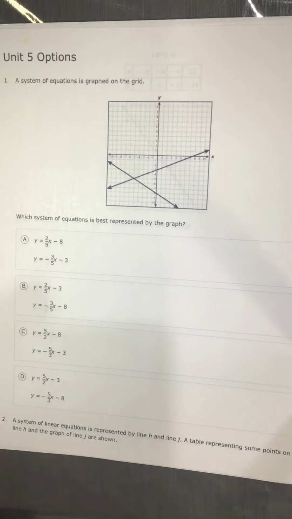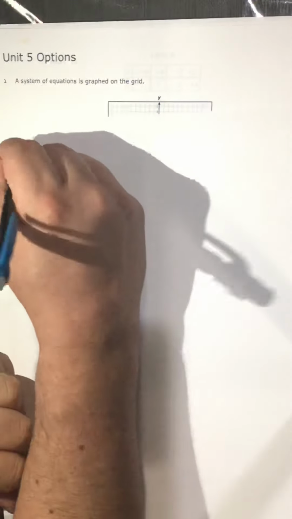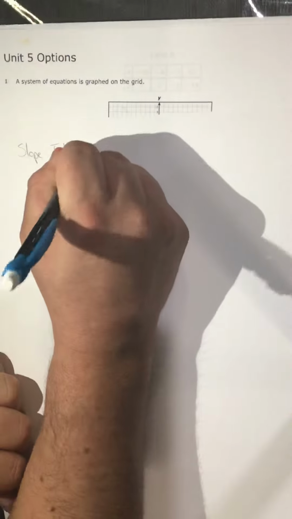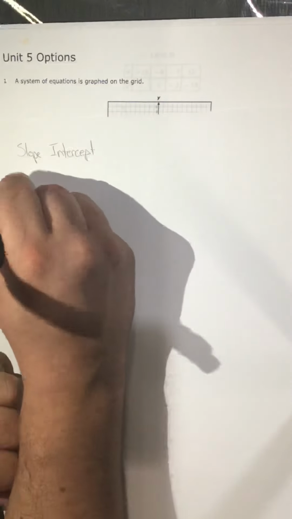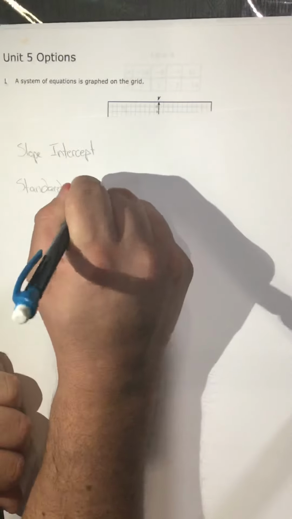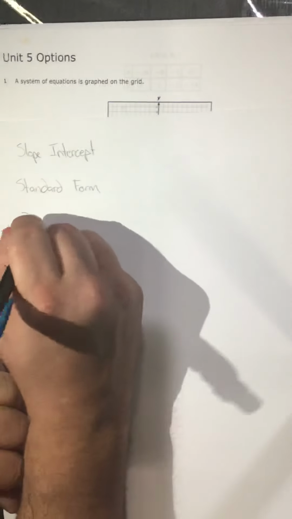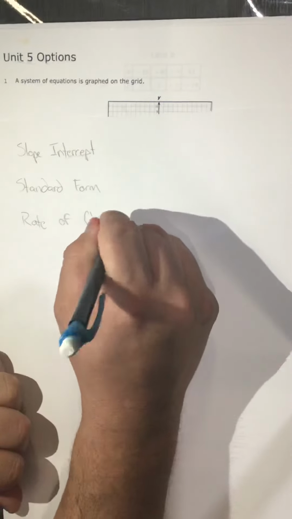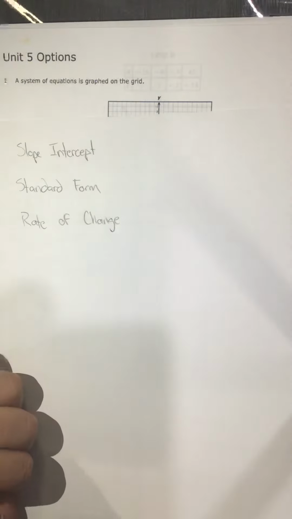All right, guys, so for this, we are going to need to know several different formulas for the questions we're being asked. Right off the bat, we are going to be working with slope-intercept. You'll also be working with your standard form. You're going to need to know rate of change. Those are going to be more of the important ones that we're working right off the bat.